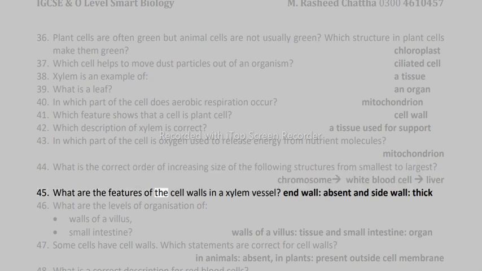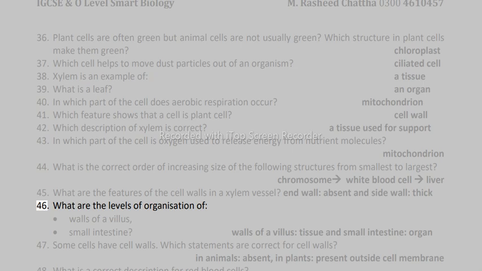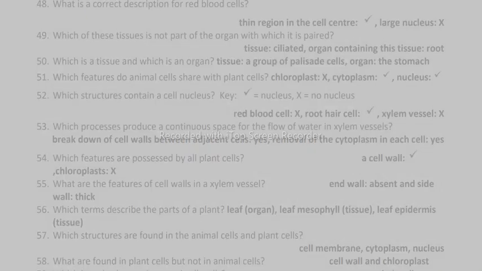45. What are the features of the cell walls in a xylem vessel? End wall, absent, and side wall, thick. 46. What are the levels of organization of walls of a villus and small intestine? Walls of a villus, tissue, and small intestine, organ. 47. Some cells have cell walls. Which statements are correct for cell walls? In animals, absent; in plants, present outside the cell membrane.